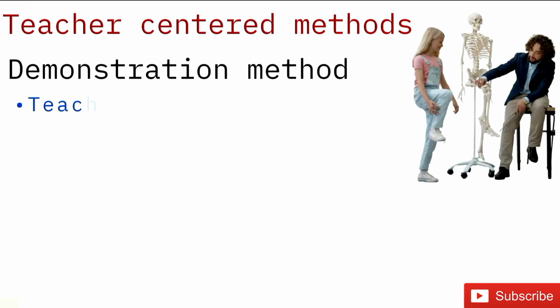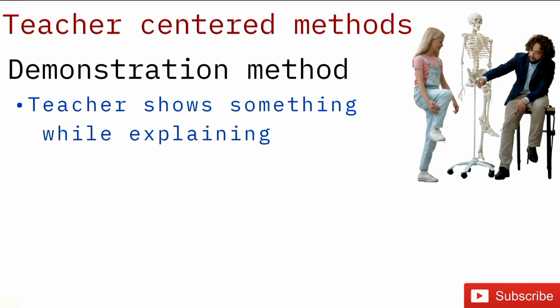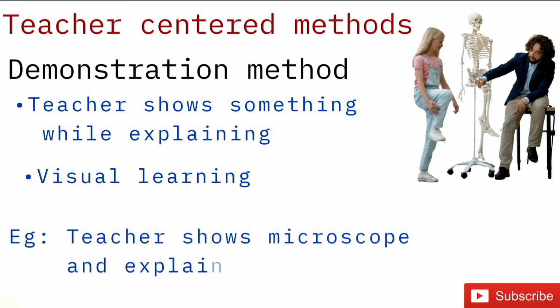Demonstration method. This is a method in which the teacher shows how something is done while explaining the process. Here, visual learning happens. This is best for subjects related to sciences and experiments. For example, a teacher shows a microscope to their students and tells them about its different parts.